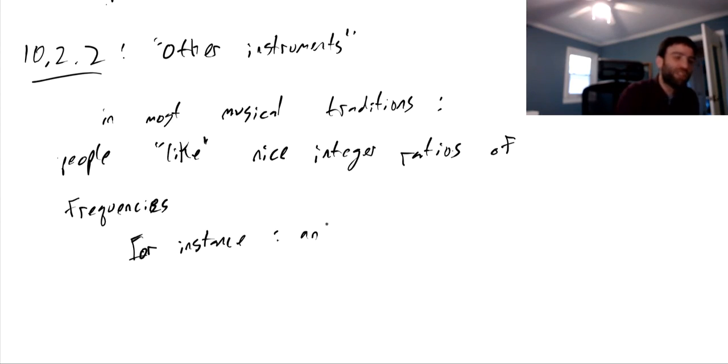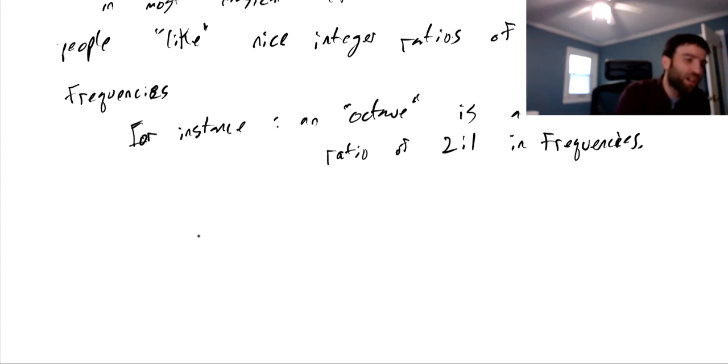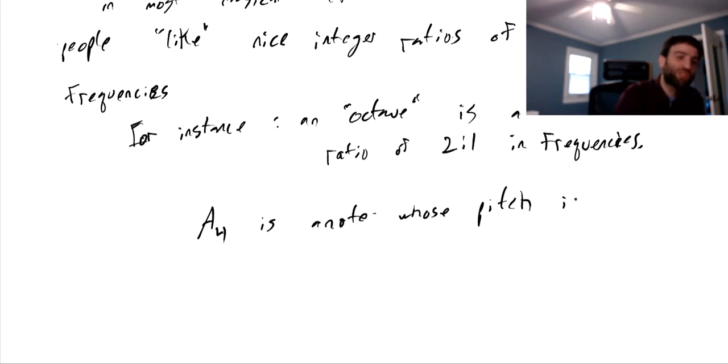And so, for instance, an octave in music is one of these ratios, a ratio of 2 to 1 in frequencies. Okay. So in Western music, pitches are based on this note that's called A4 or middle A or concert A sometimes. And this is a note whose pitch has been standardized, whose pitch is defined to be 440 hertz.